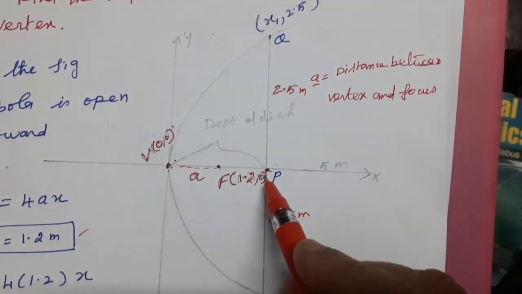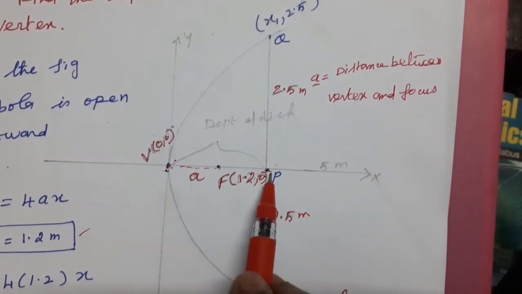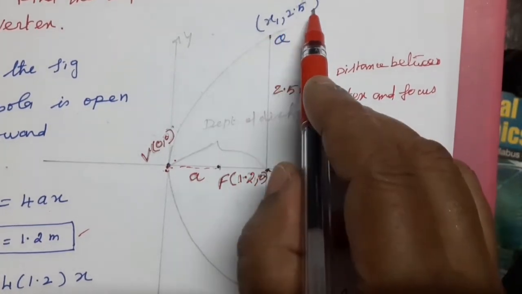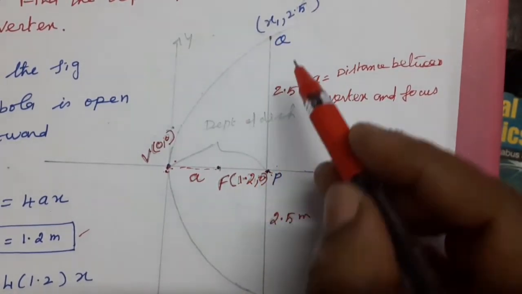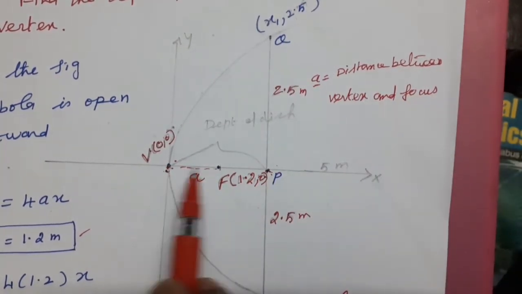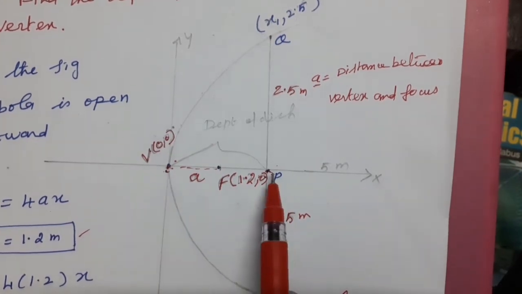This is the y-axis. What is our origin? Origin is 0. The x coordinate is 0, and the y coordinate, the height, is 2.5. Now we are going to find the height PQ. What is the depth of the parabola? This depth, VP, is from the vertex. The question asks: find the depth of the satellite dish at the vertex.